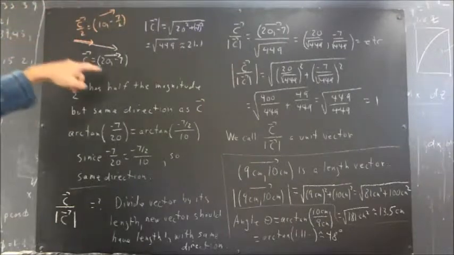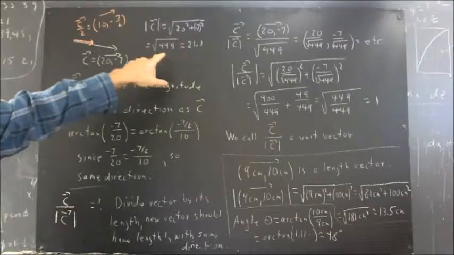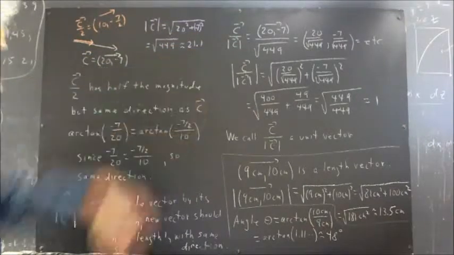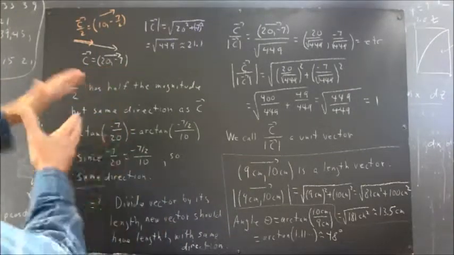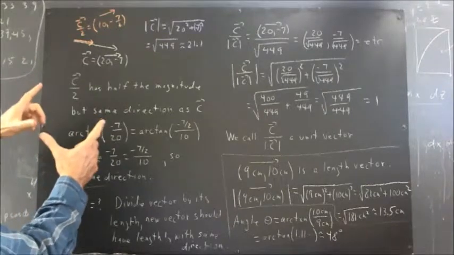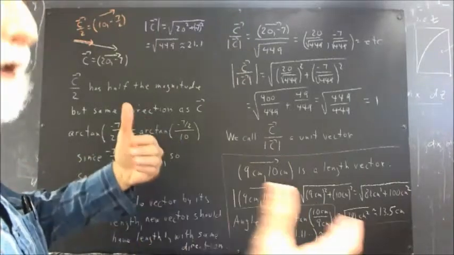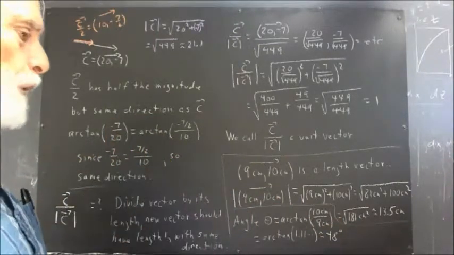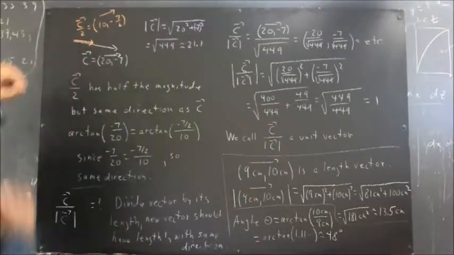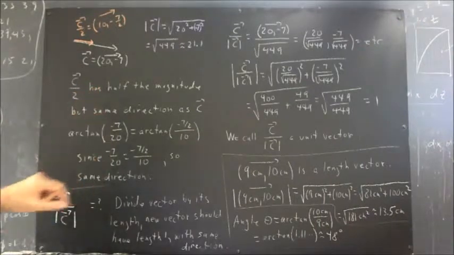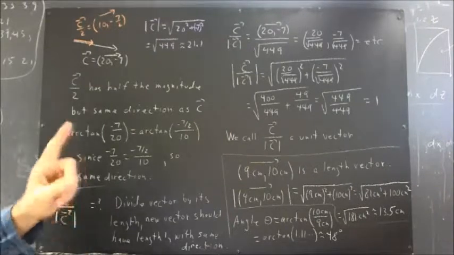But the c vector is (20, -7). Its magnitude is easily calculated by the Pythagorean theorem to be the square root of 449, or 21.1. So the c vector has a magnitude of 21.1. If we divide a vector of, let's say, length 20 by 20, that means we make the vector 1/20th as long. How long is it going to be? It's going to be 1 unit long. So when we divide a vector by its magnitude, we get a vector whose magnitude is 1.